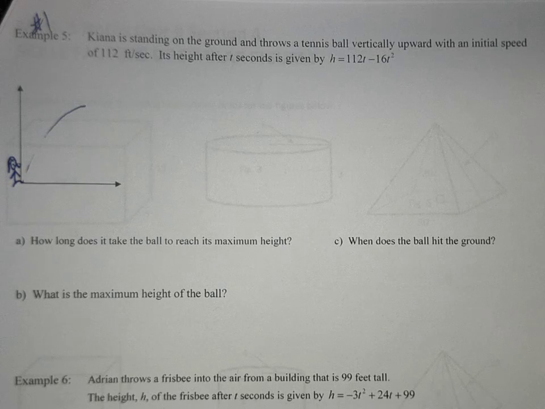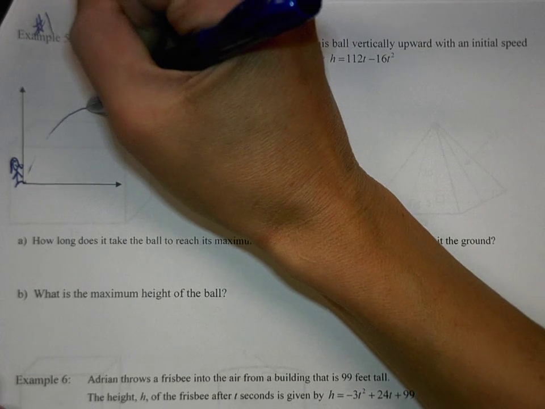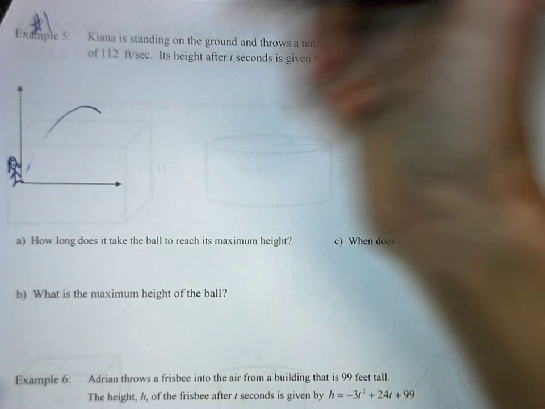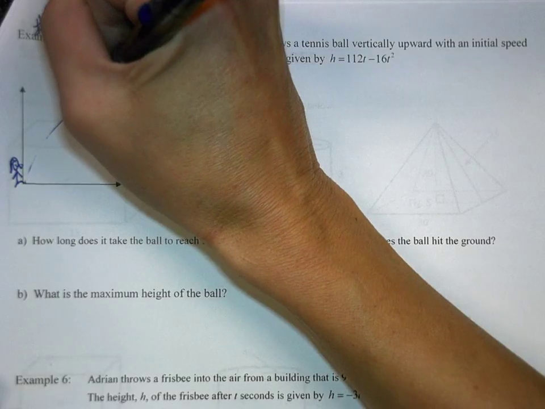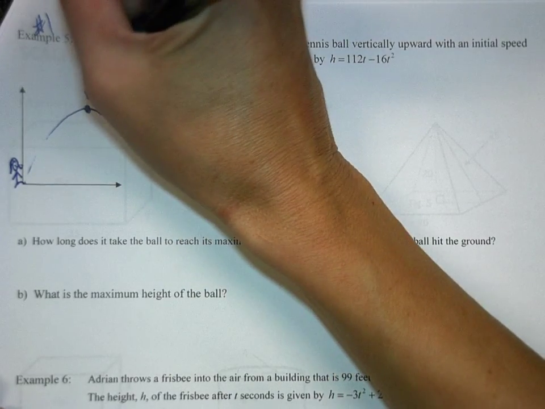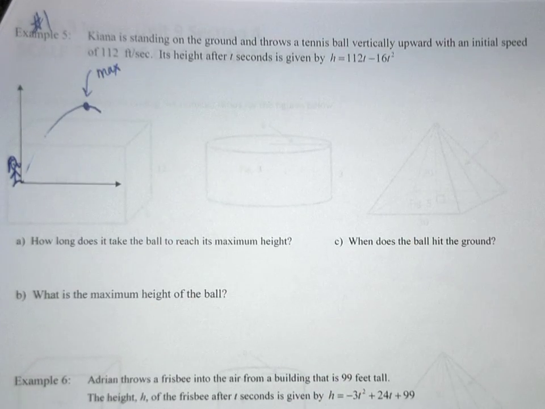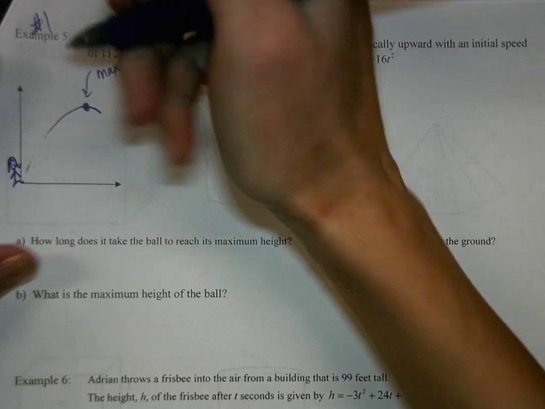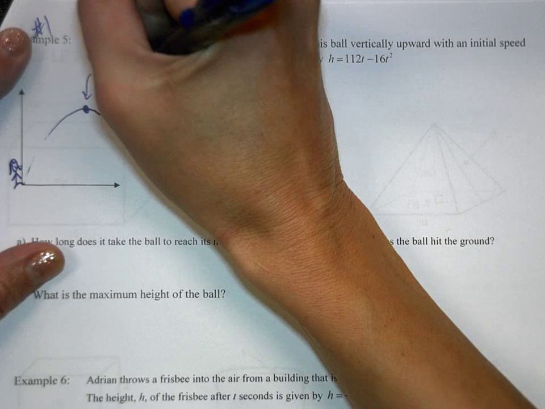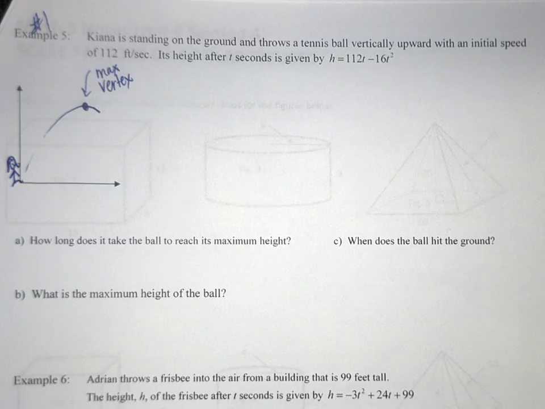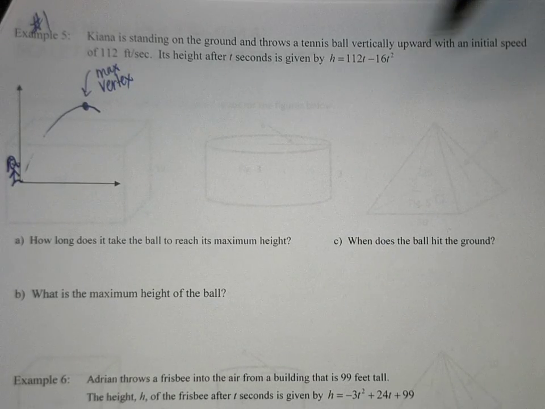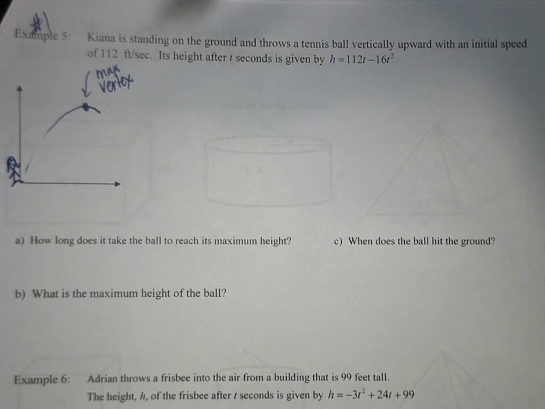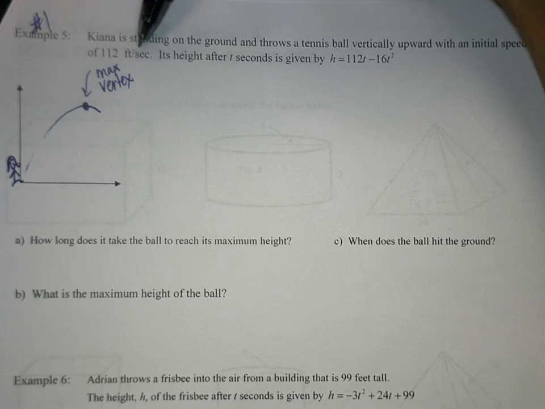So when you have a parabola, when you throw something up, it reaches a maximum height. Would you guys agree with that? And in terms of quadratic functions, what is that maximum value actually called? A vertex. Very good. Your vertex. It's telling you that she throws it vertically upwards with an initial speed of 112 feet per second.